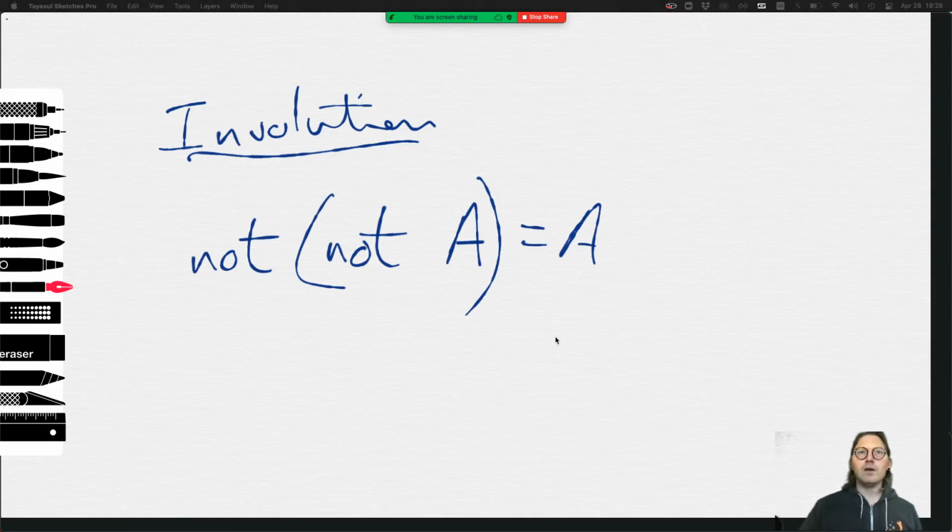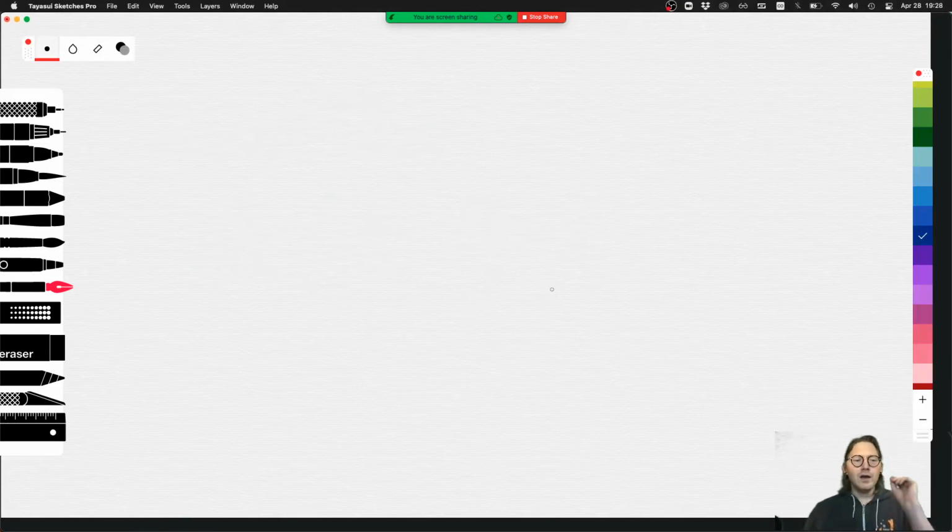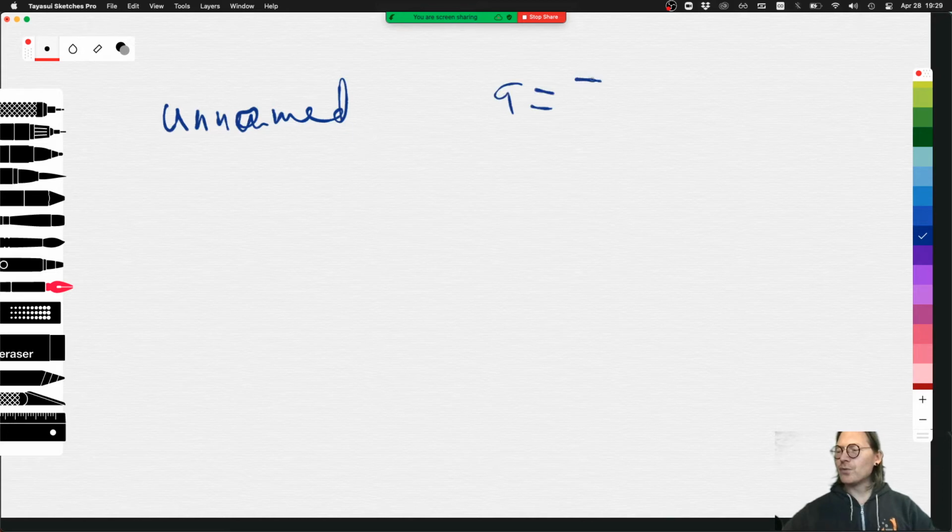So here's one of the most useful laws, and it's not named as far as I know. I'm sure somebody somewhere has named it, but when I was studying circuit design, I would use this all the time to simplify circuits, and it actually turns out to be very, very helpful. So I'll just call this unnamed, and we'll say A is true and B is false again.